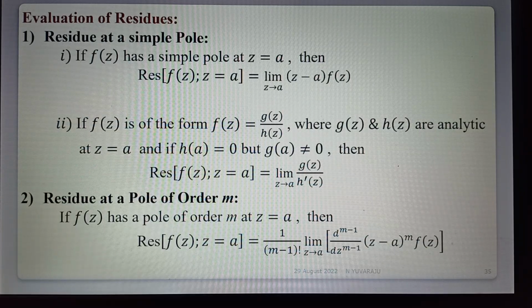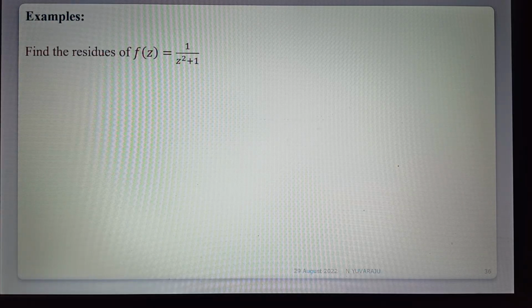Okay, see the examples here. The first example: find the residues of f(z) equals 1 by z square plus 1. So how do we find the residue? First, finding the pole. What is the pole? We find the singularities. The function is not analytic when the denominator is 0. To find the pole, we take the denominator equal to 0 only, then find the point, and that point is called a pole.